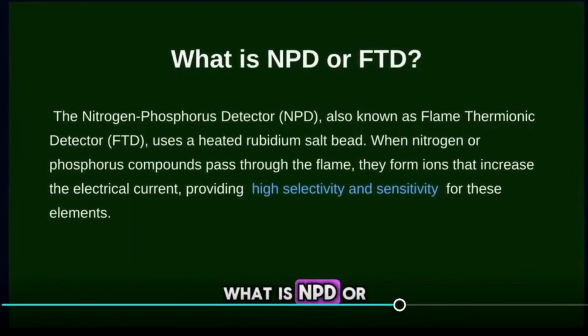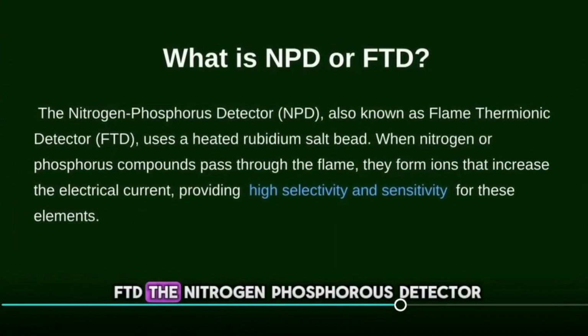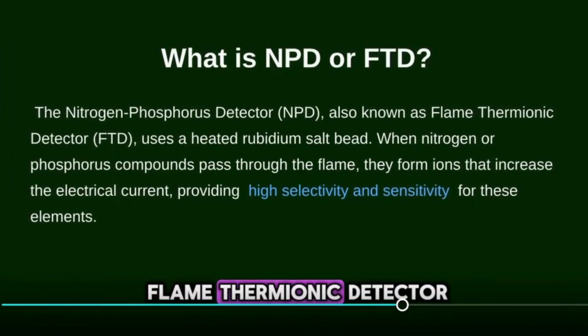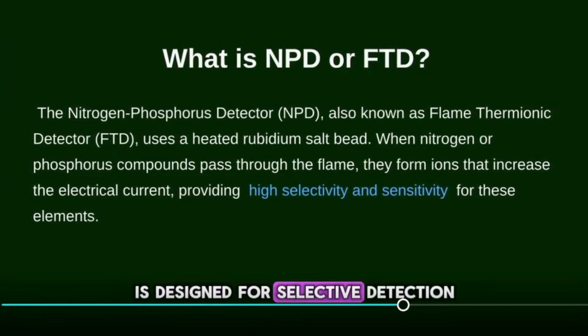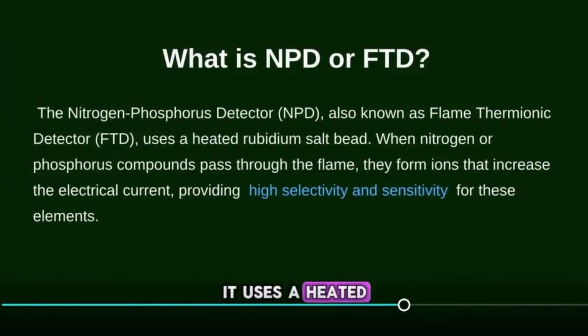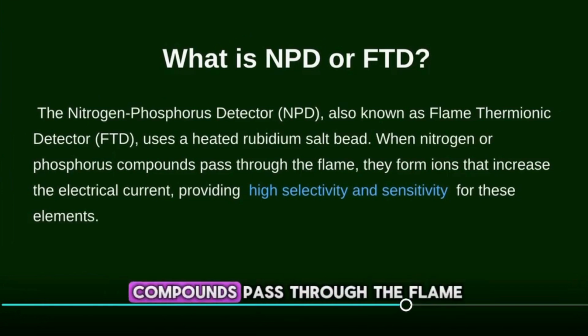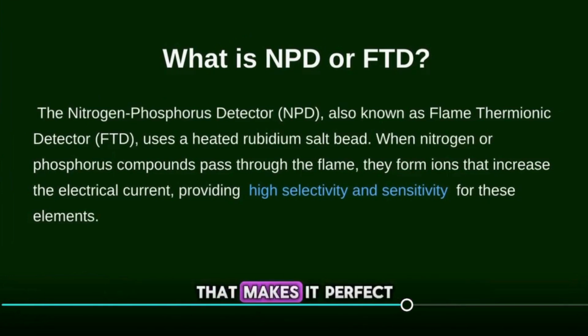What is NPD or FTD? The nitrogen phosphorus detector, also known as the flame thermionic detector, is designed for selective detection. It uses a heated rubidium bead to form ions when nitrogen or phosphorus compounds pass through the flame. That makes it perfect for pesticide or fertilizer residue analysis. In short, NPD gives you high sensitivity exactly where you need it most for N and P compounds.